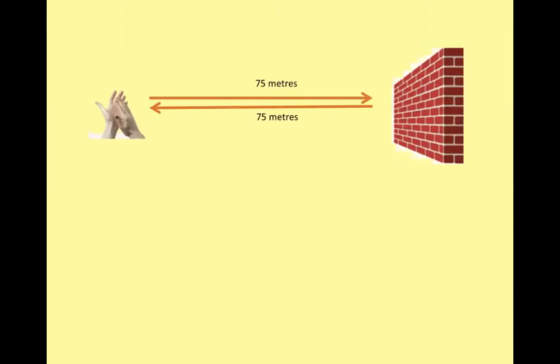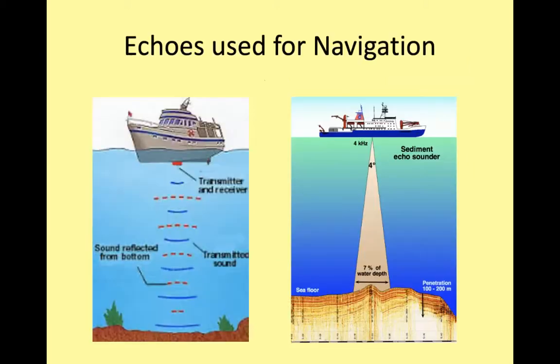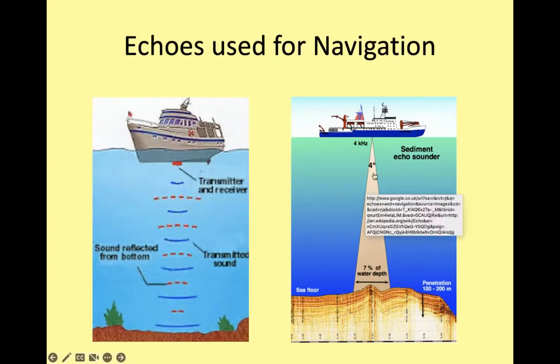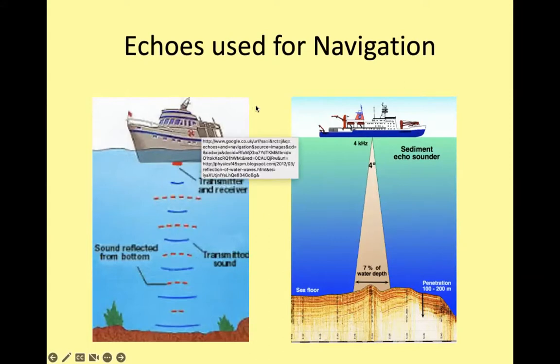All right. An echo is a reflected sound wave. We use echo for the ship to determine the navigation as well as the depth of the water below the sea. So there's a transmitter at the bottom of the ship where you will send an echo down and it will pick up the echo that comes back to the ship. So basically it tells you how much water depth there is.